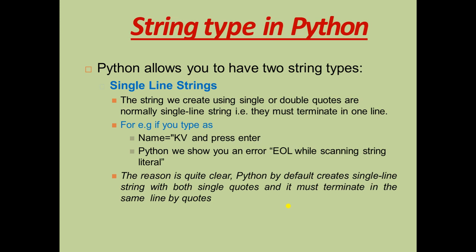Next is string types in Python. Python allows you to have two string types, single line and multi-line. The first one is single line. The strings we create using single or double quotes are normally single line strings. That is, they must terminate on one line. For example, if you type name is equal to KB and press enter, you have not closed the inverted comma. So it will show an EOL while scanning string literal error, because the string is not closed.